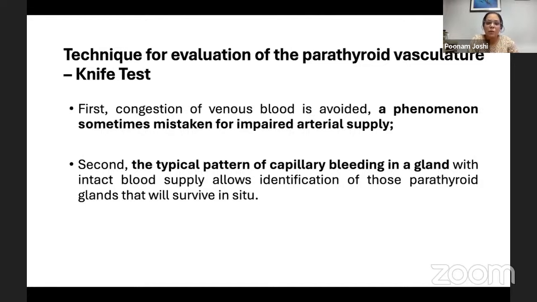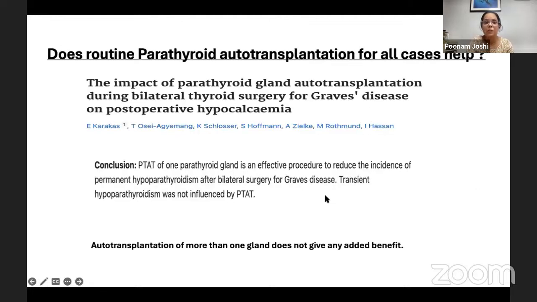So how does it happen? Usually there is venous congestion. So there is one technique to improve the vascularity: you can just put a small nick, and usually it reduces the venous congestion. So that sometimes can help in the recovery of the vascularity of the gland.